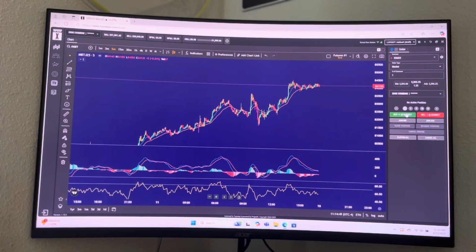How's it going, everyone? I want to go over the TopStep X platform that I've been using to try to get a funded futures account.